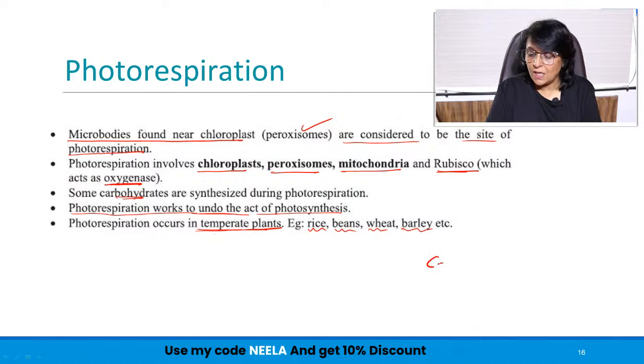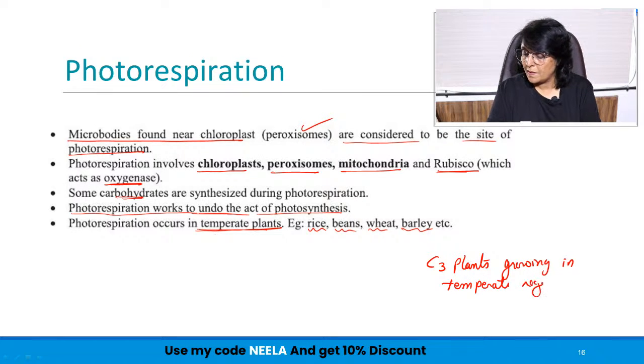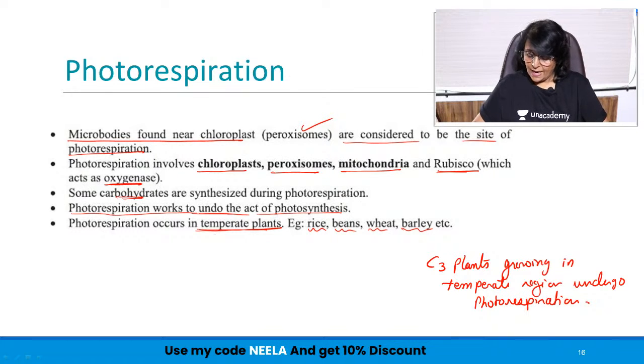So C3 plants growing in temperate region undergo photorespiration. So they have to suffer whenever the temperature is high.